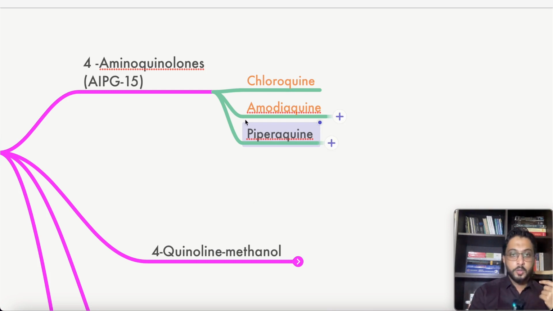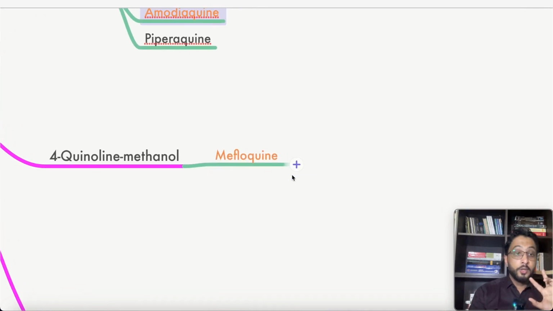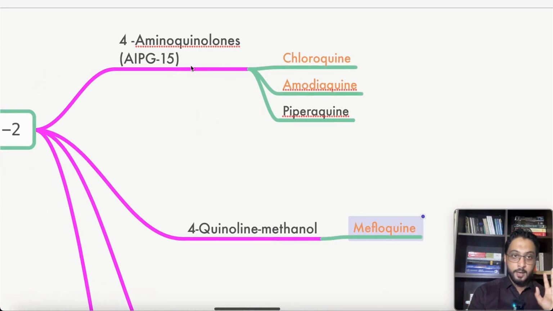Okay. So the orange one indicates that which was there in the option. Which of the following are 4-aminoquinolines except. So these two were there in the option. Chloroquine and amodiaquine were there. Then you have got to write it down. Once you write it down, it stays there. Next, you have got 4-quinoline methanol, which also belongs to the same class. So this was also there in the option, which is mefloquine. So these three were in the option, all of which are 4-aminoquinolines.